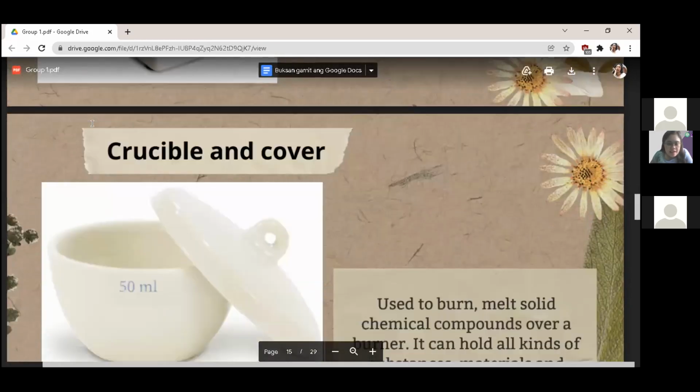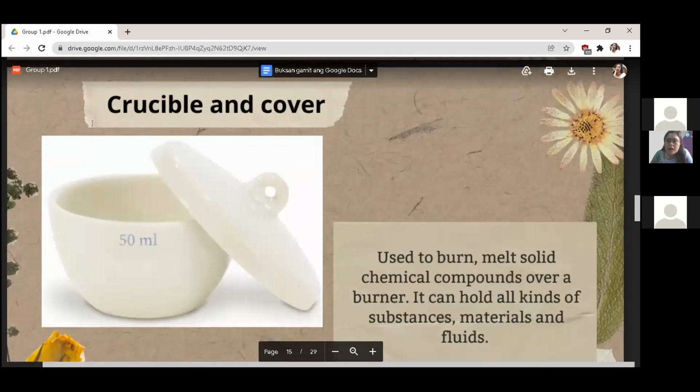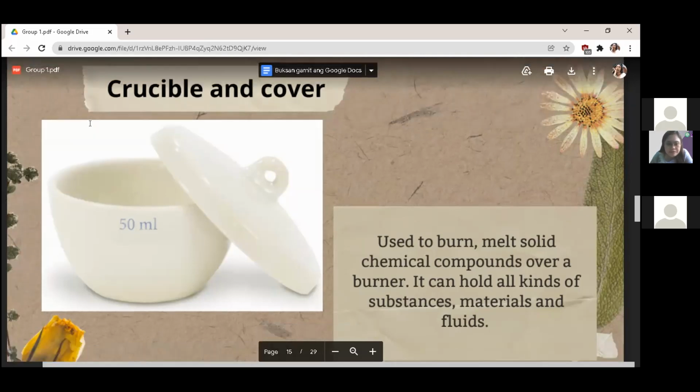Okay, next. And then we have the crucible and cover. This is used for heating, most likely for heating. This is a laboratory apparatus that can also withstand heat. So you can place it directly to the flame of the Bunsen burner, or you can even place this inside an oven. If we want to heat something with a certain range of temperature, we can always use the crucible and cover. We'll just place the sample inside. Okay, next.